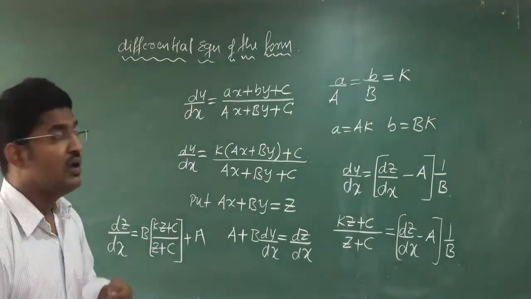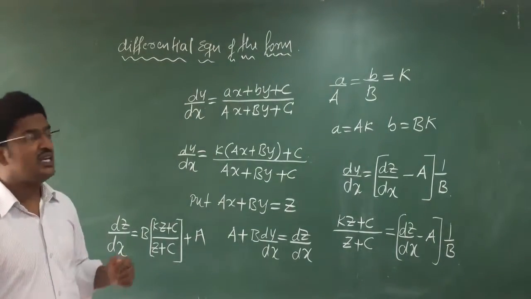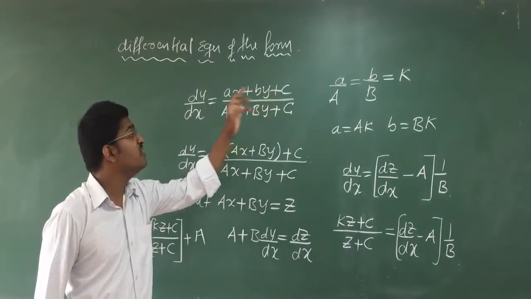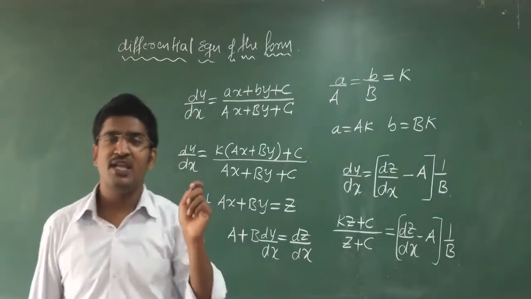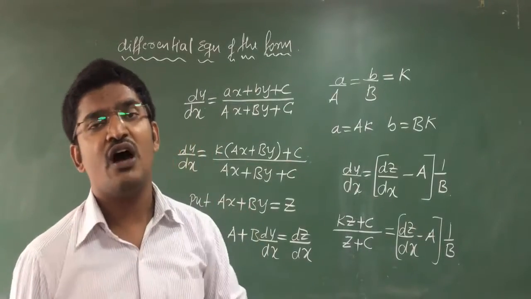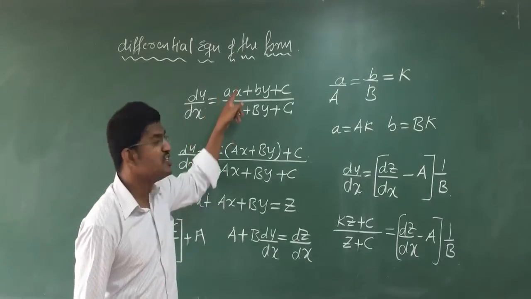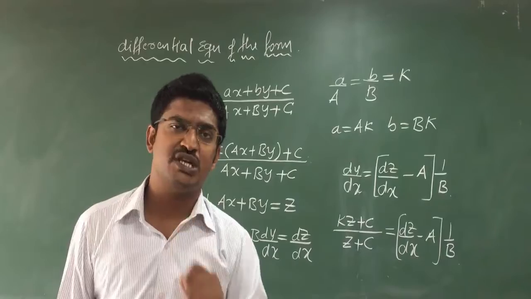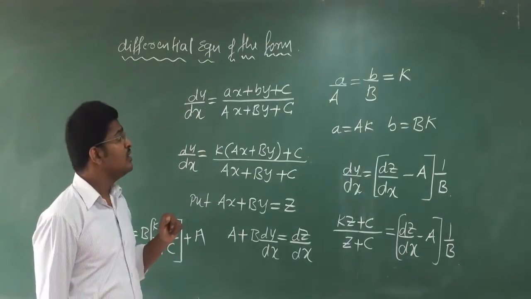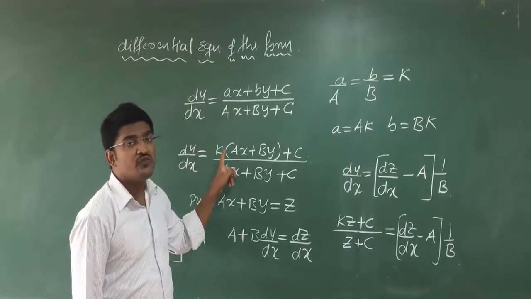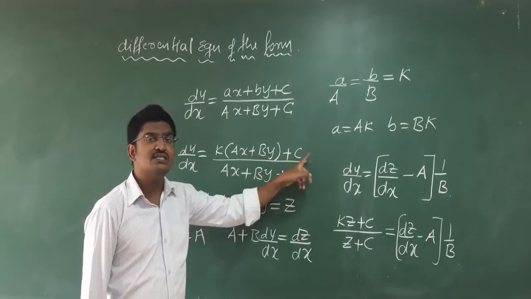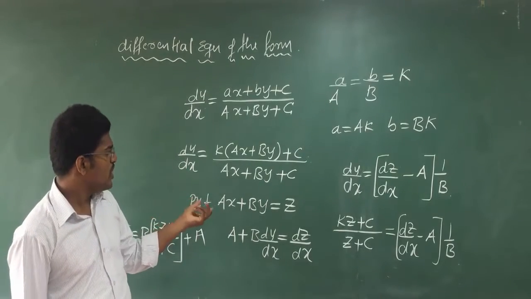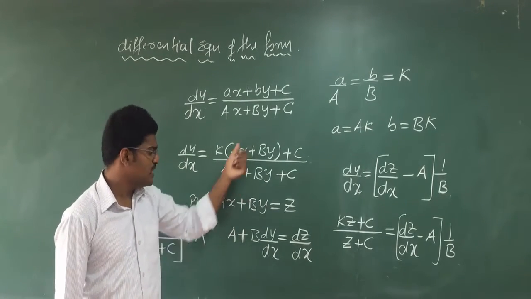So please remember, in the given differential equation, is it in the form of dy by dx equal to (ax plus by plus c) divided by (capital AX plus capital BY plus capital C) or not? After that, you have to check the ratio a by A and b by B. They must be equal to the same constant. Clear? After that, here you can write k times of capital AX plus BY plus C. So further, you have to replace the terms, and you are going to replace the z.